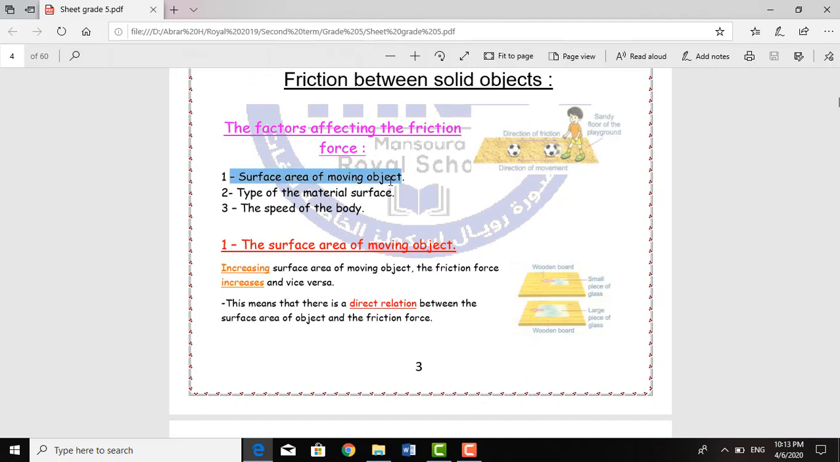First of all, the surface area of the moving object, and we said that there is a direct relation between surface area and the friction force. By increasing surface area, the friction force increases, and by decreasing surface area, the friction force decreases. The second factor is the type of the material surface. We said that the friction force increases on rough surfaces and decreases between smooth surfaces. The third one is the speed of the body, and we said that there is a direct relation between the speed of the body and the friction force. By increasing the speed of the body, the friction force increases, and by decreasing the speed of the body, the friction force decreases.